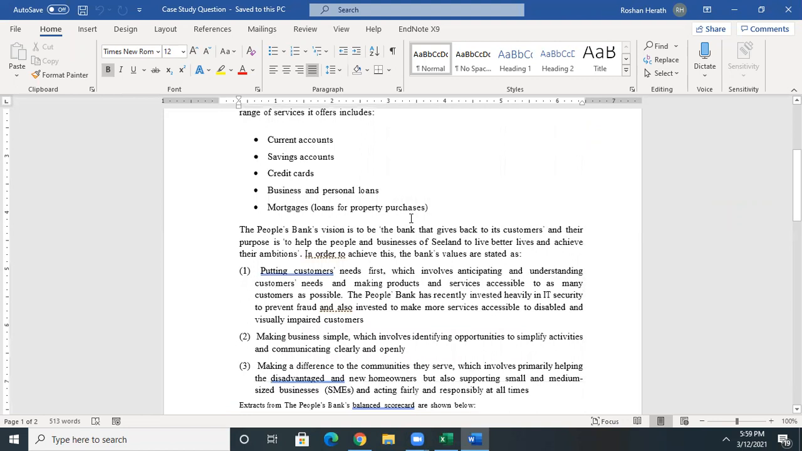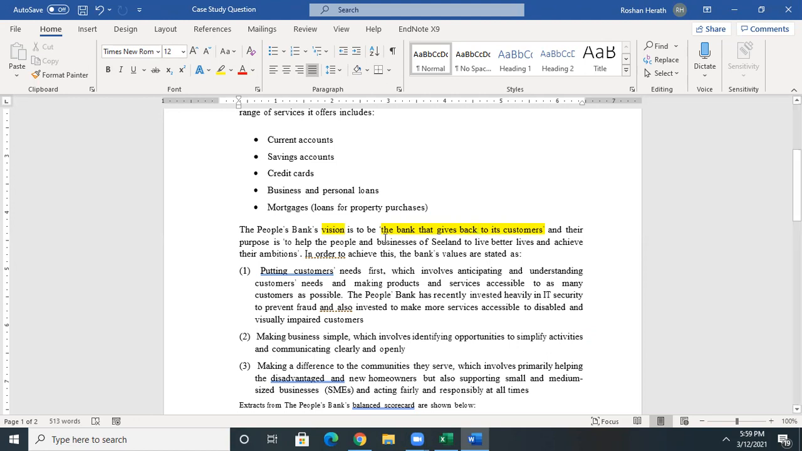The People's Bank vision is to be the bank that gives back to its customers. This is important, right? When you read a question, you must consider about these aspects, because at the end of the day, from a performance measurement, what we expect is to achieve the objectives and also the vision mission of an organization. So therefore, pay due attention to the vision mission and the strategy objectives related information.